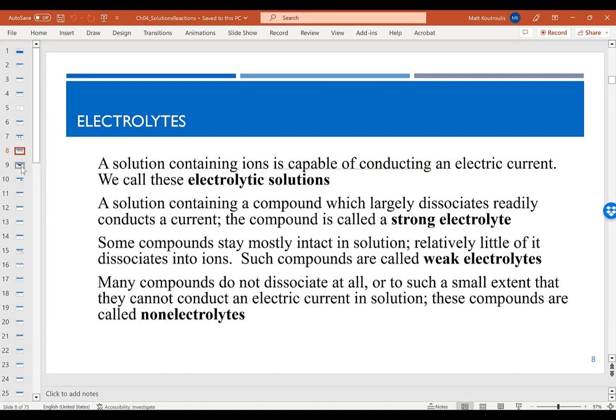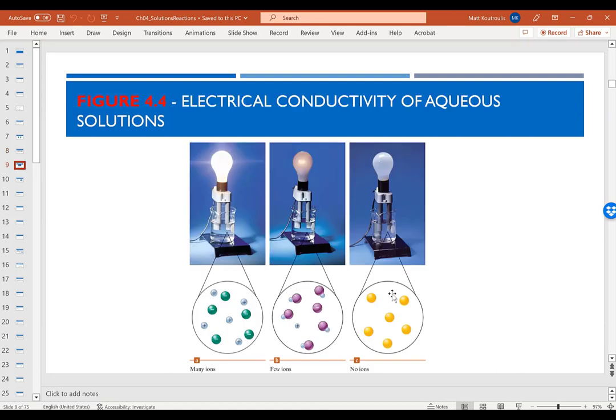The non-electrolytes, for the most part, are going to be things that only have covalent bonds. No ions at all. So, for example, ethanol. Ethanol is a compound containing only carbon, hydrogen, and oxygen. It only has covalent bonds. It does dissolve in water, but since there's no ions in it, it's a non-electrolyte. And this is how these would behave.